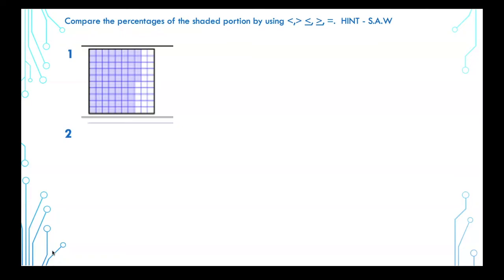Hint, show all work. So the first thing we want to do is look at this 10 by 10 grid and determine what would be the fractional name for this grid. So we're going to look at shaded to the total. So what's the fraction for this one? Then we're going to compare this to this circle, shaded to the whole. So again, write the representation of this particular illustration as a fraction.